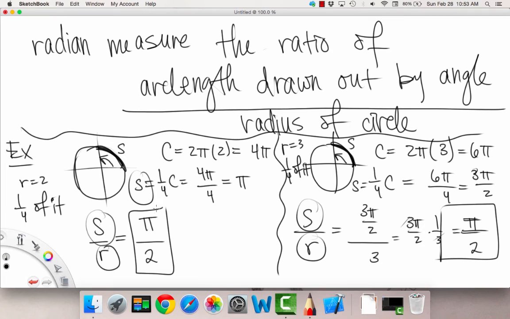So that tells us that the constant ratio of arc length to radius, whenever you rotate a quarter of the way around a circle, any circle, meaning of any radius, you're going to get that same ratio of pi over 2. Okay, and that's especially why radians are a useful measure of rotation.